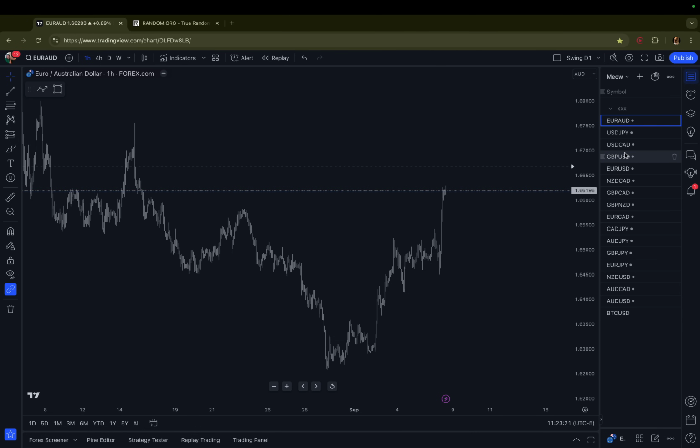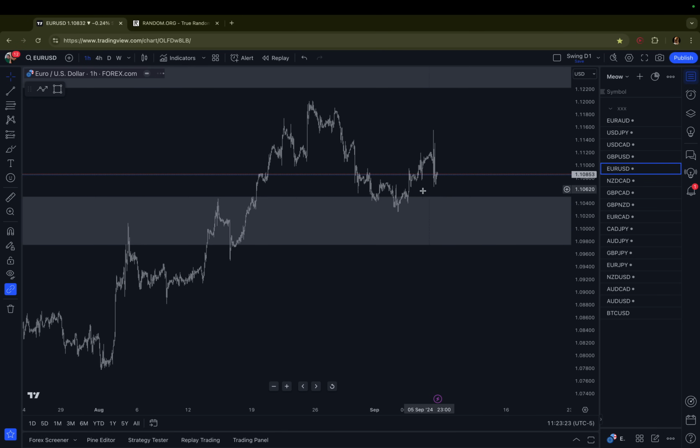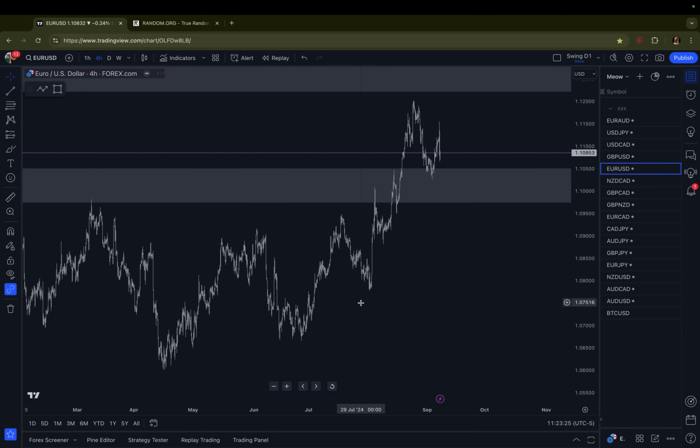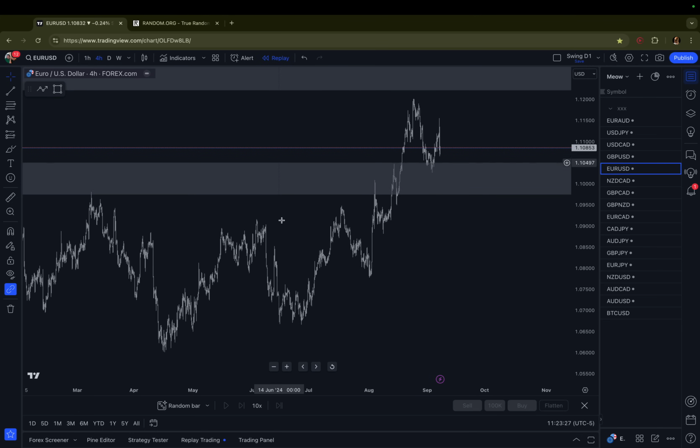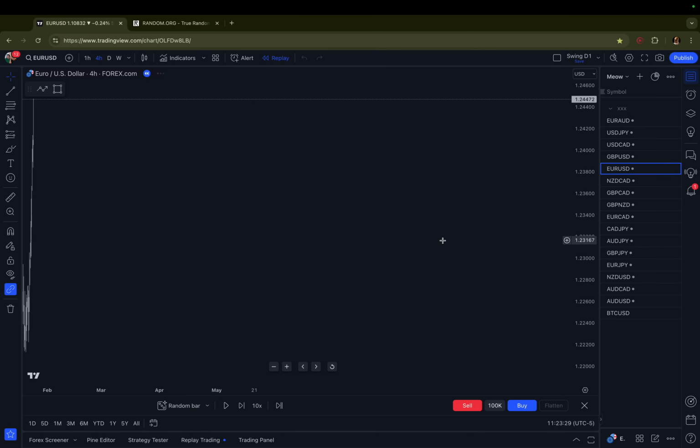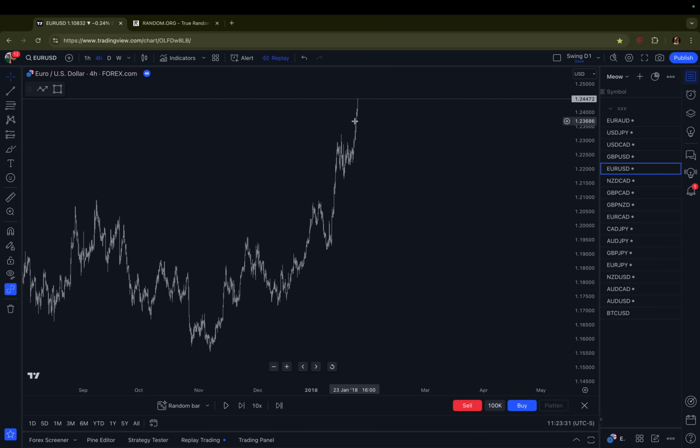So 1, 2, 3, 4, 5. This is a random pair, Euro USD. I'm just going to scroll back. Literally, I'm going to use the replay function where you can just click the random bar. This takes us back to January of 2018.